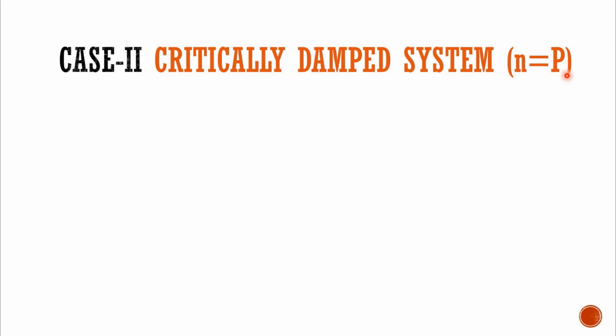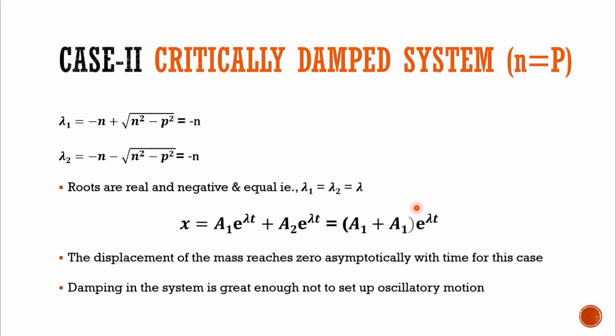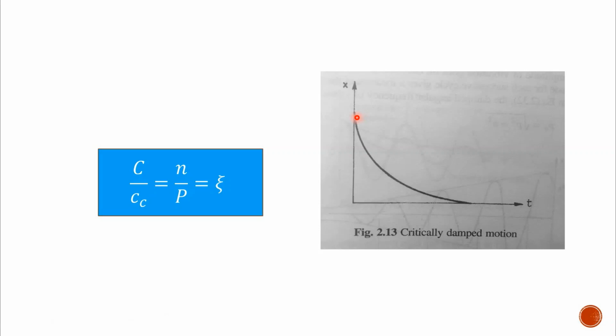Next case is n is equal to p. So look at our roots lambda 1 and lambda 2. When n is equal to p, the values are minus n, that is, both are real, negative and equal. So our x value will become a1 e raised to lambda 1t plus a2 e raised to lambda 2t, where lambda 1 and lambda 2 are both lambda. So we can write x is equal to (a1 plus a2 t) e raised to lambda t. And the displacement of the mass reaches zero asymptotically with time for this case. And damping in this case is not great enough to set up an oscillatory motion.